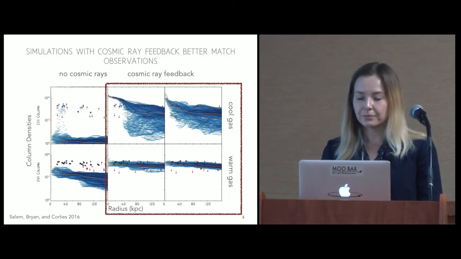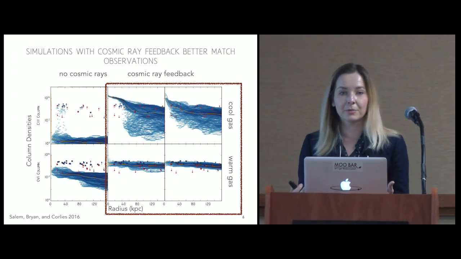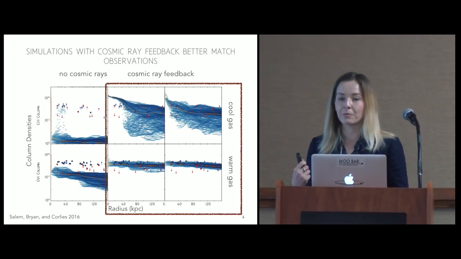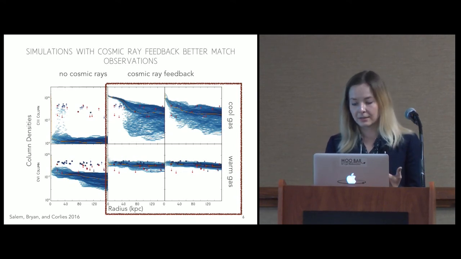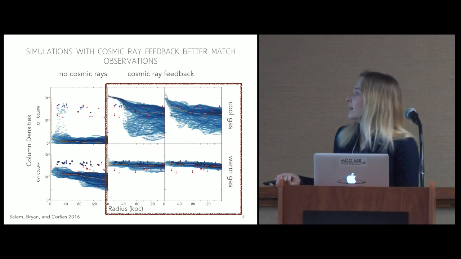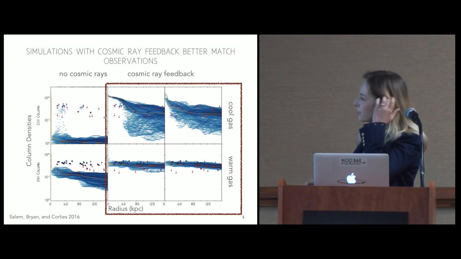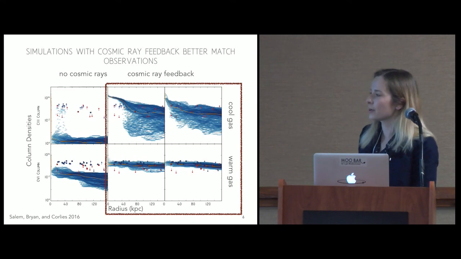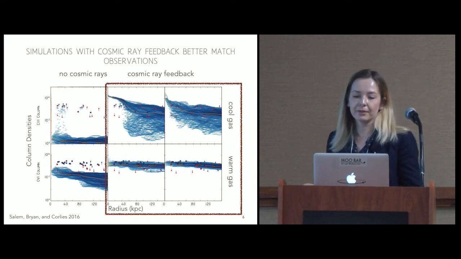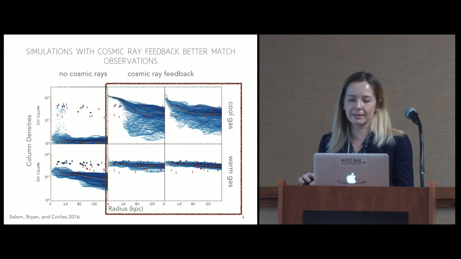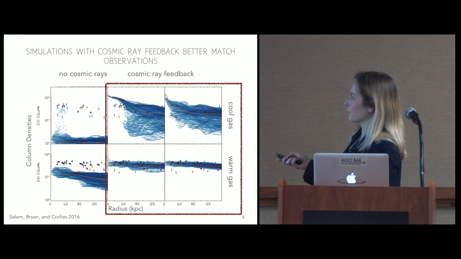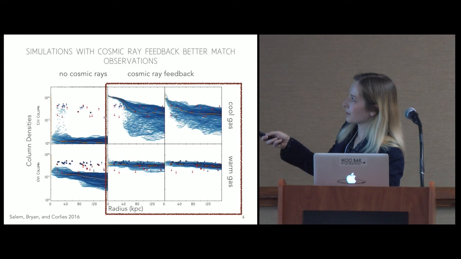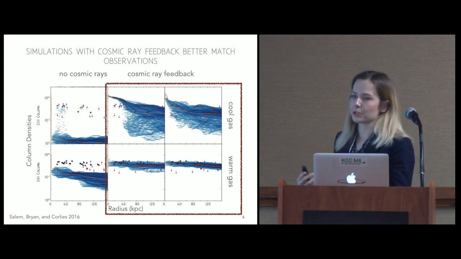And so indeed, recent simulations with cosmic ray feedback have been much more successful at reproducing these observed ionization structures in the CGM. So this is a simulation from Greg Bryan's group. And here the blue dots are the simulated galaxies. The scatter points are observations. And this is column densities, so line of sight densities of cool gas and warm gas. And so here we have a simulation without cosmic rays, with just thermal supernova feedback.